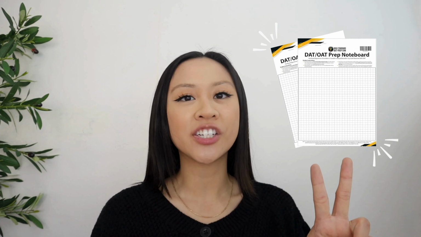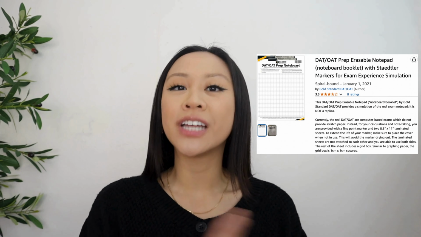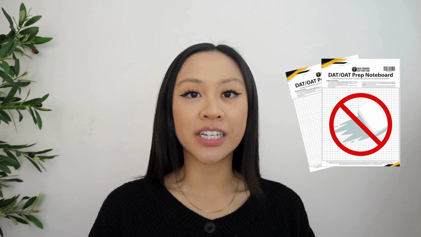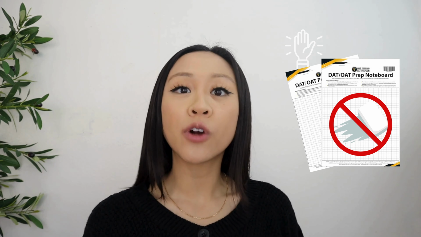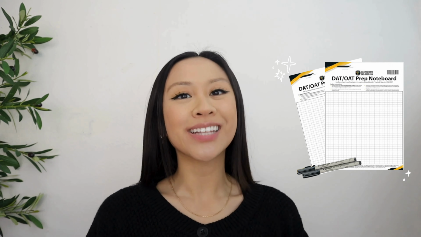Now for scratch work for your OAT, you are provided 2 laminated sheets and 2 markers. I got this pack off Amazon, which I highly recommend when you're taking practice exams for your OAT. Now you are not allowed to erase on the laminated sheets. When taking your OAT exam, you inform your proctor that your laminated sheet has been filled, and then they go ahead and switch your laminated sheet out for a new one. And that is what they provide you for scratch work on your OAT.